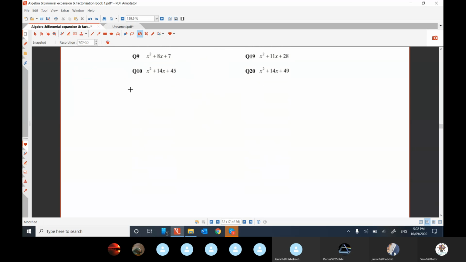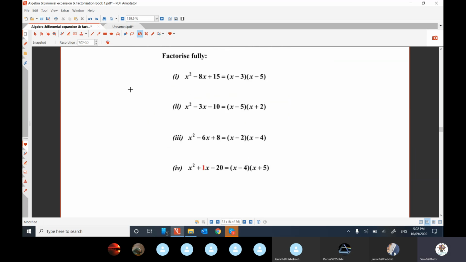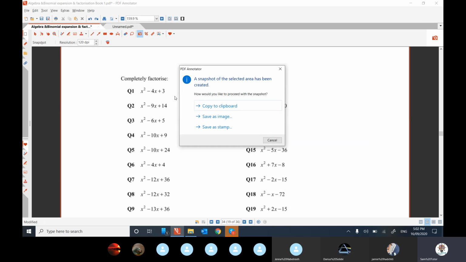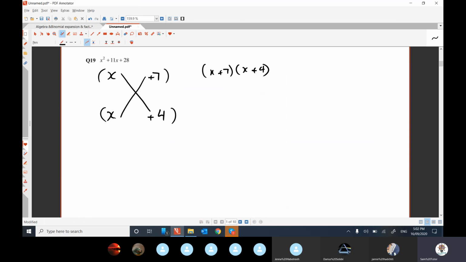Okay, let's go. Exactly the same, so nothing fancy. Let's try. Exactly the same. Completely factorize this one here. Let's try again.